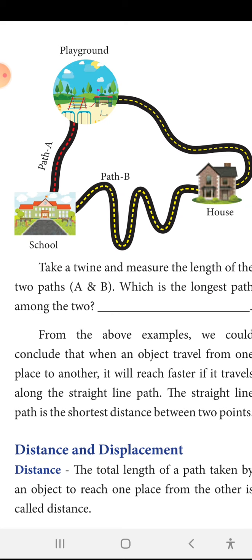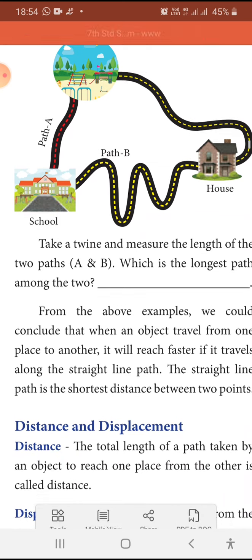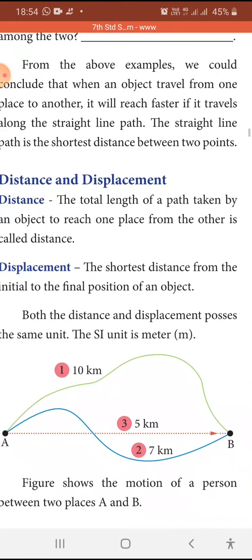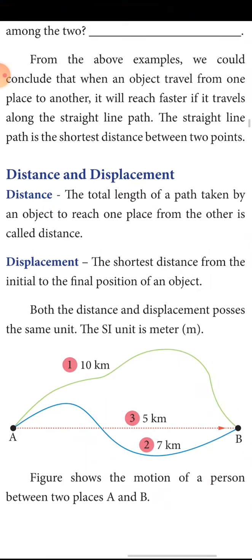From this you can know that if you shift from place to place, it is called distance, isn't it? Then the definitions of distance and displacement. See the total length of the path. The total length of the path taken by the object to reach from one place to another is called distance. You have to mark this in your book if you have your book. Otherwise, I will give it in a question and answer session.